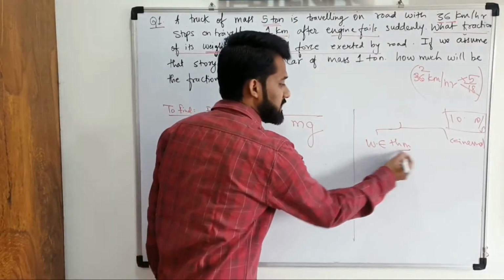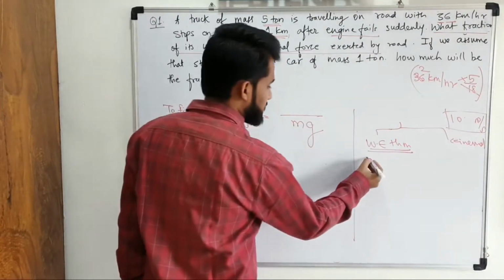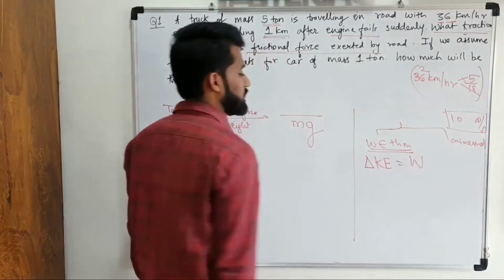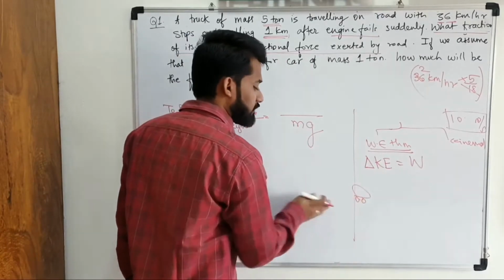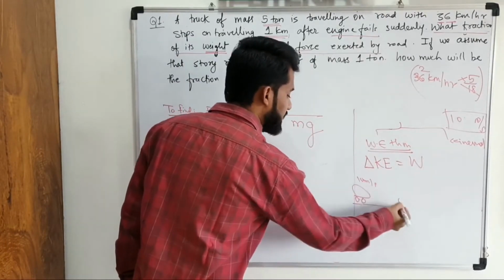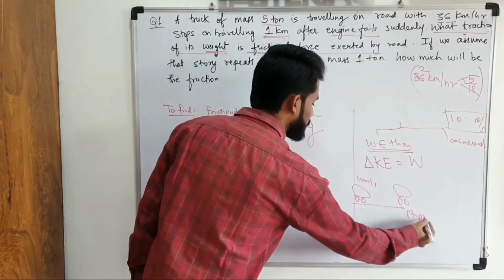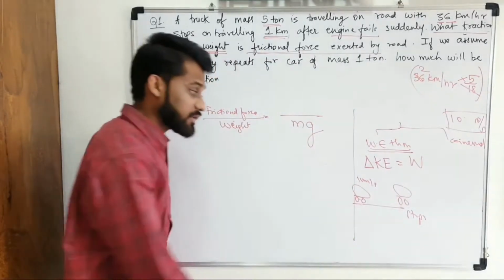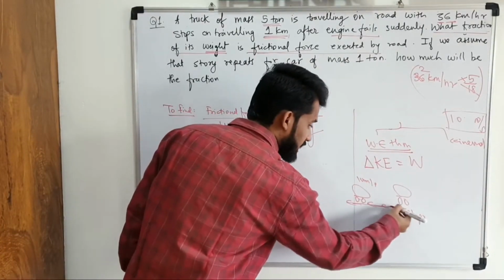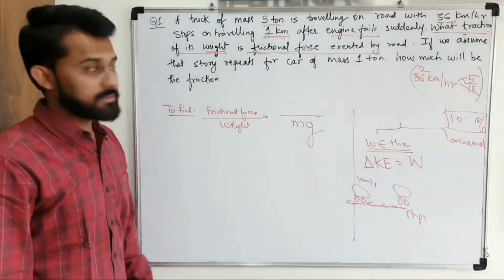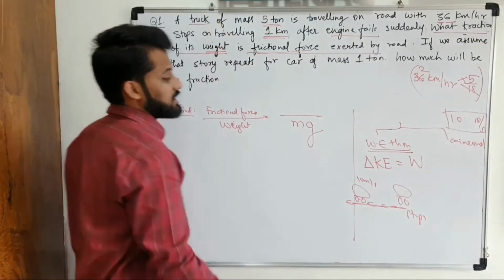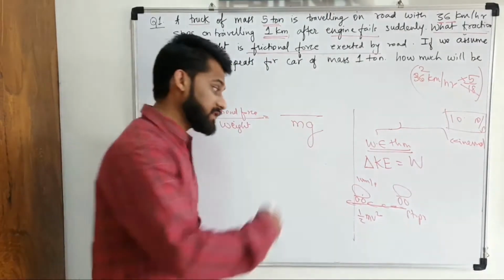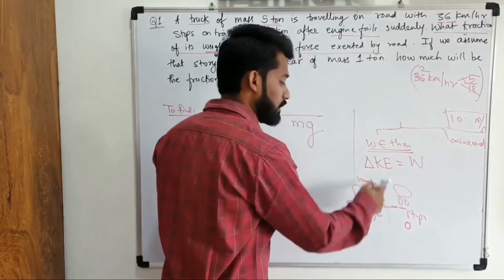But this one is easier, the work energy theorem, which states that the change in kinetic energy of the truck is equal to the work done. When the truck was traveling at 10 meters per second, it finally stops. The change in kinetic energy is because of friction against the direction of the truck. The truck's initial kinetic energy is half mv square, and finally when it stops, its final kinetic energy is 0. So what is the change in kinetic energy?